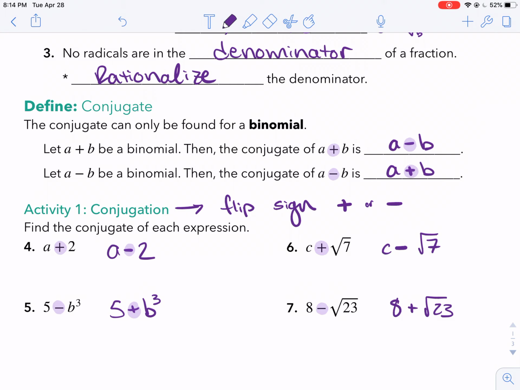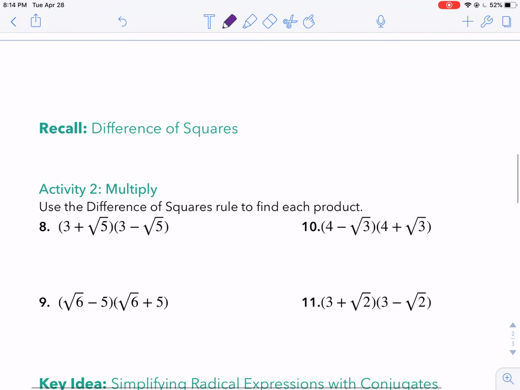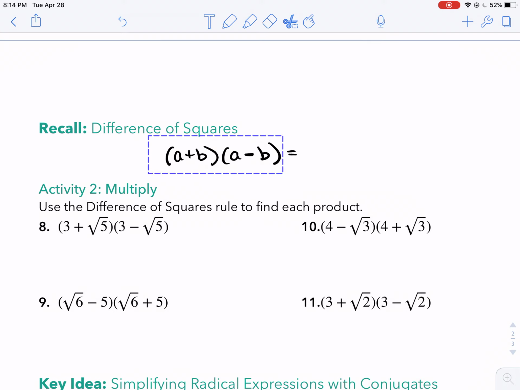Now, that's great, but why? Why do we need this? Well, we're going to use it to help simplify radical expressions. We're going to do that by calling on the difference of squares. Remember when you have the difference of squares, that's when you have something plus something times something minus that same thing. There's a shortcut to expand this out. We don't have to FOIL it. Instead, we know that it is just a squared minus b squared.